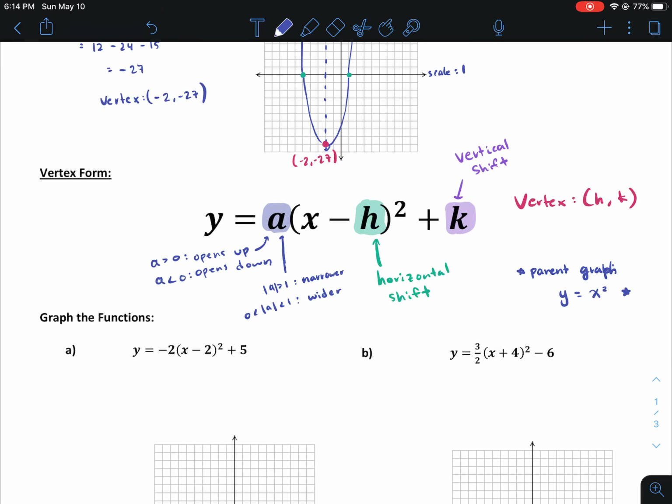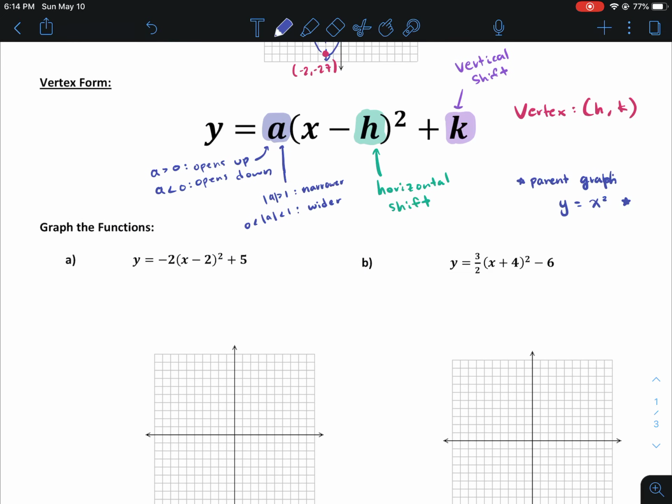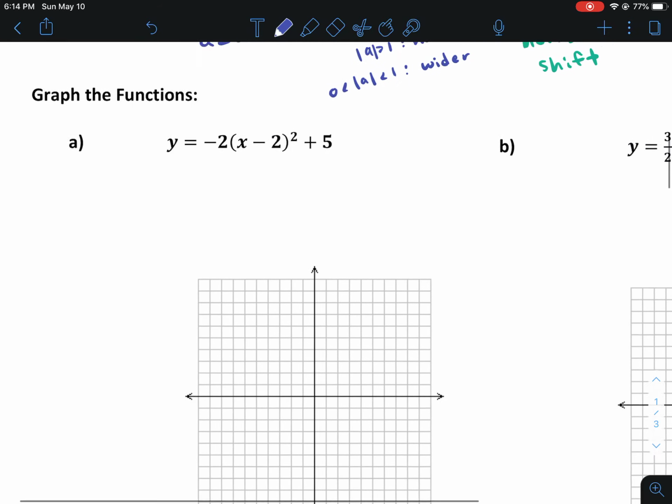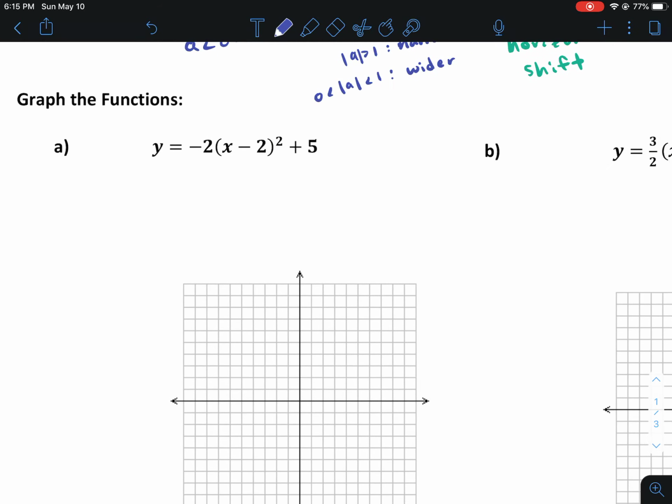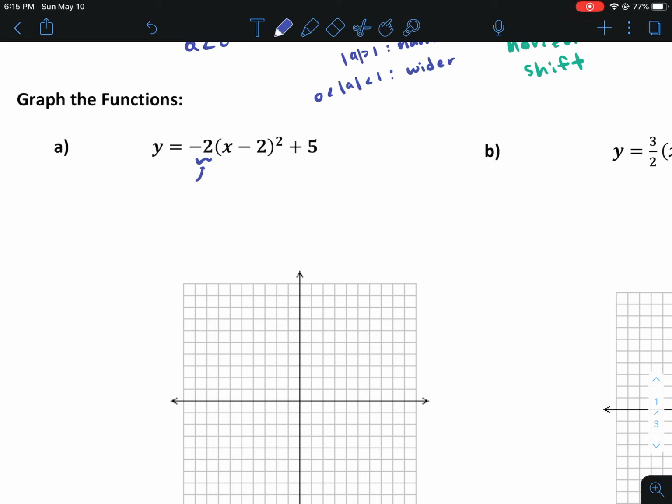Okay, so let's just graph a few of these, and I think you'll get the hang of it, okay? So if I look at y equals negative 2, parentheses x minus 2 squared plus 5, okay? This negative 2 is telling me that this is going to open downward, right? It's going to open down and is narrow, right?